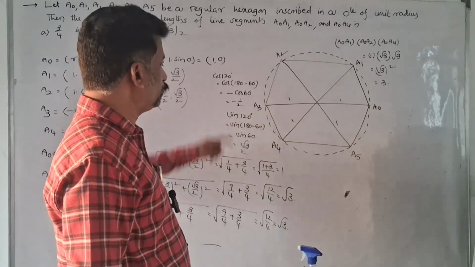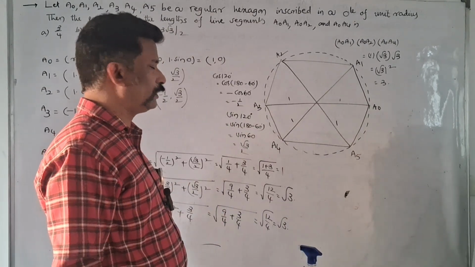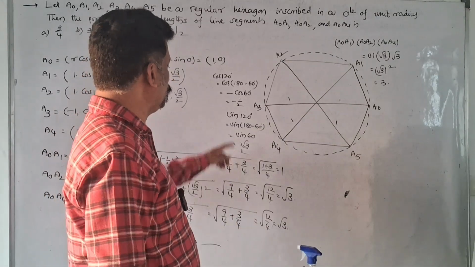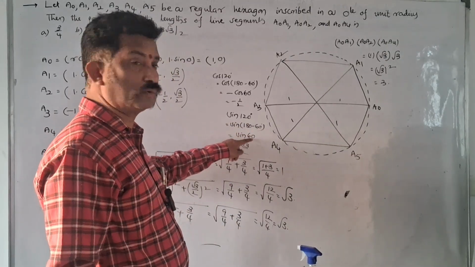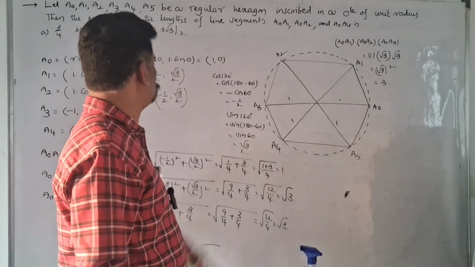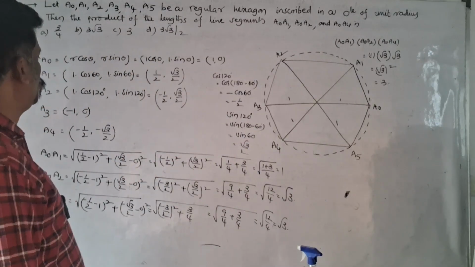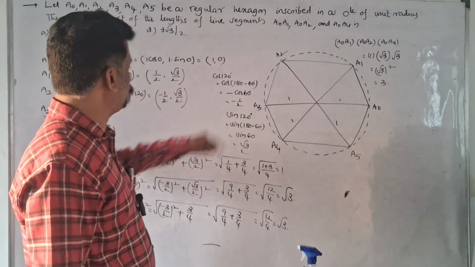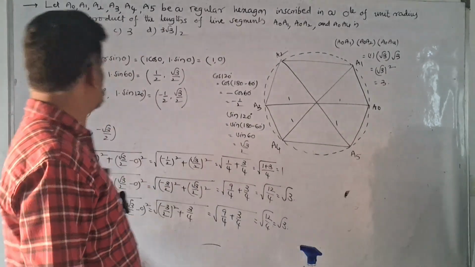Sin 120 is equal to sine of 180 minus theta, or 90 plus 30. Sin 180 minus theta is equal to sin theta, so sin 60 is equal to root 3 by 2. Cos 120 is equal to minus 1 by 2, and sin 120 is equal to root 3 by 2.